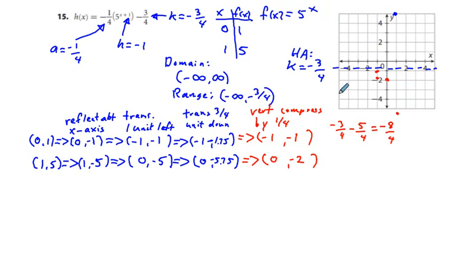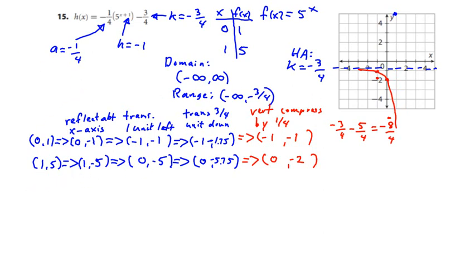Okay, I had this in the wrong place. Yeah, this is going to be right here. Yeah, 0, comma, negative 2, it's right here. So we're going to have this right here, very compressed. It's going to go way down like this. So that's it.